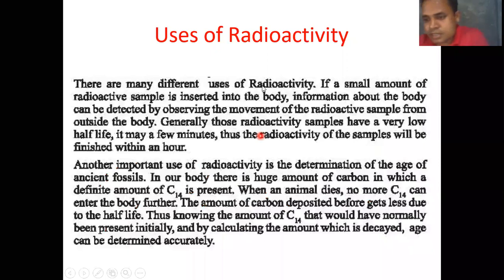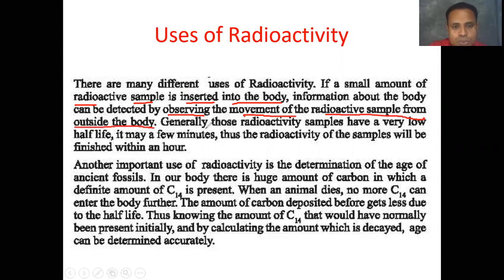Okay, now I'll discuss the uses of radioactivity. There are many different uses of radioactivity. If a small amount of radioactive sample is inserted into the body, information about the body can be detected by observing the movement of the radioactive sample from outside the body.